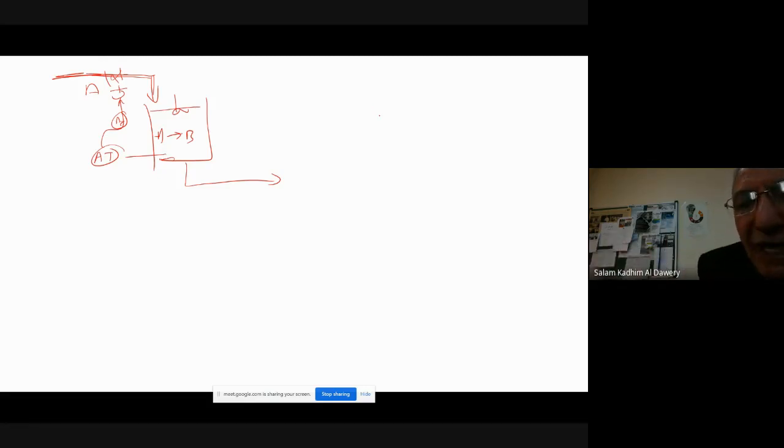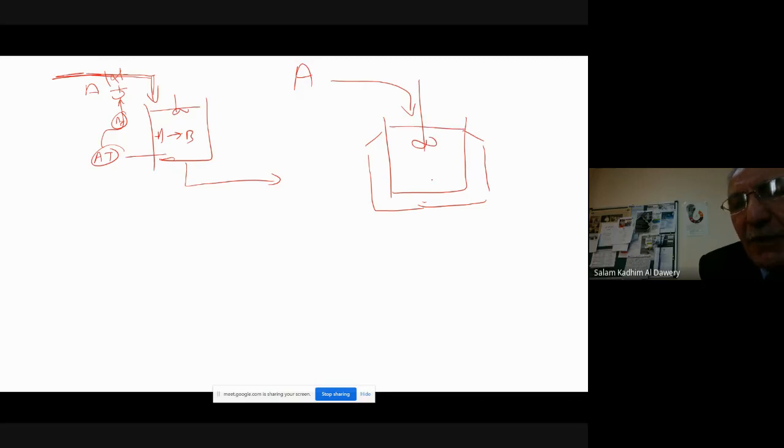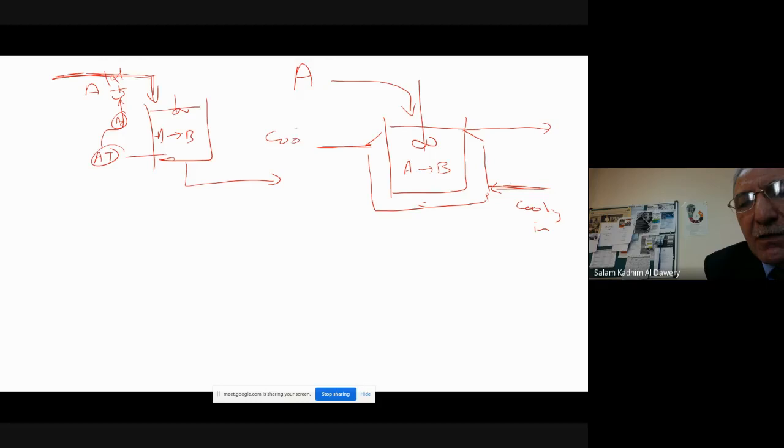Sometimes you have an exothermic chemical reactor or endothermic. You feed component A. There is a mixer. Your output there. This is your product. Component A reacts to B. And this is an endo or exo. You may use a cooling media. This is cooling in. This is cooling out.